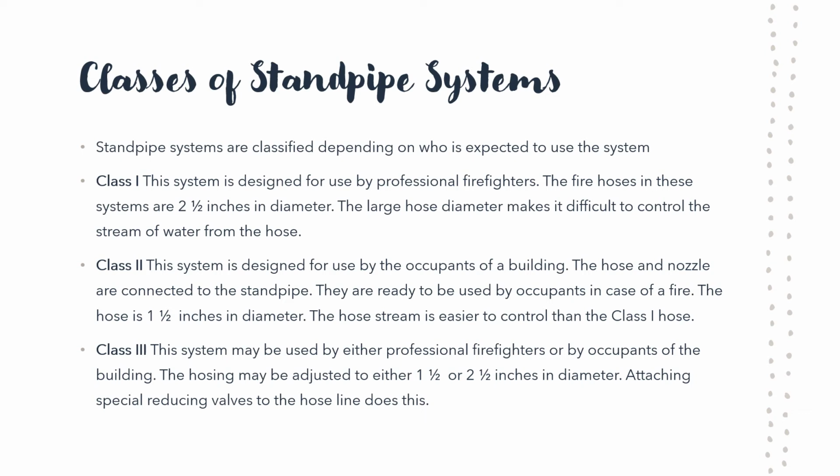Class 3 system may be used by either professional firefighters or by occupants of the building. The hoses may be adjusted to either 1.5 or 2.5 inches in diameter. Attaching special reducing valves to the hose line does this.